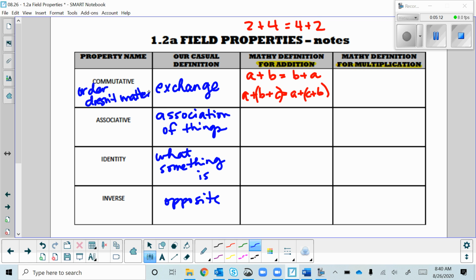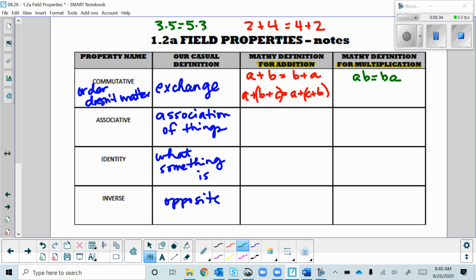And it also doesn't matter when you're multiplying. So for example, if I had two numbers A and B, A times B is the same as B times A. So like 3 times 5 gives me the same answer.